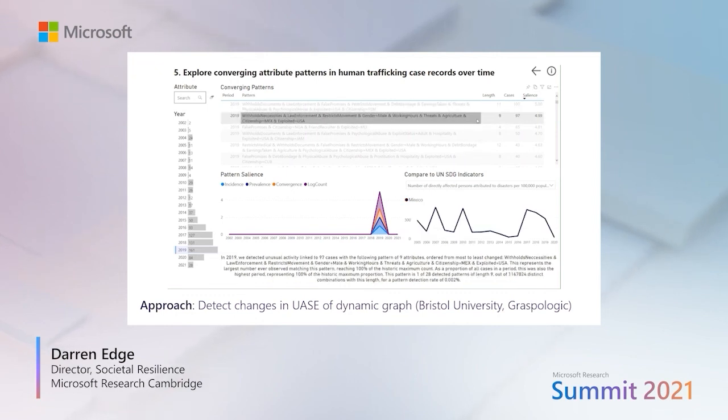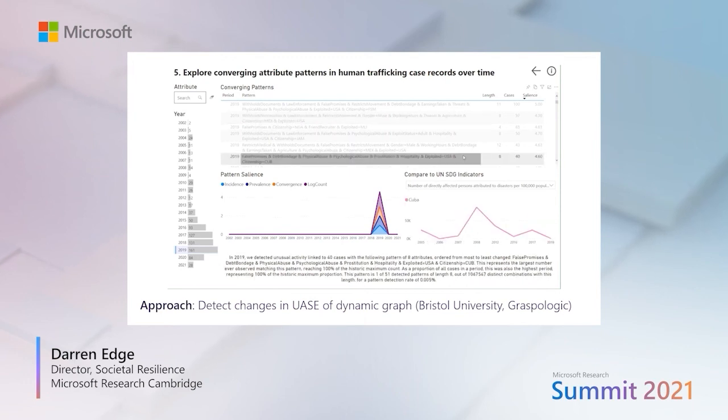So here we're seeing male citizens of Mexico exploited in the US agriculture sector. And again, this is a pattern detected out of a million or so potential patterns of that length, but our tool has picked it out as being particularly meaningful given all behavior of all attributes over all time. And this also applies to Cuban citizens exploited in the hospitality sector and involved in prostitution in the US in 2019. Again, this might be linked back to some disaster that appears to have peaked in 2017.